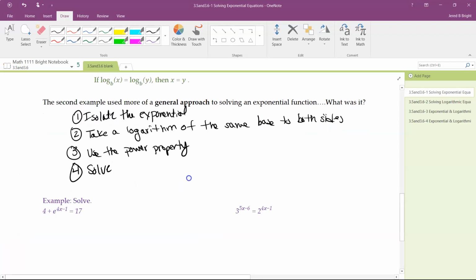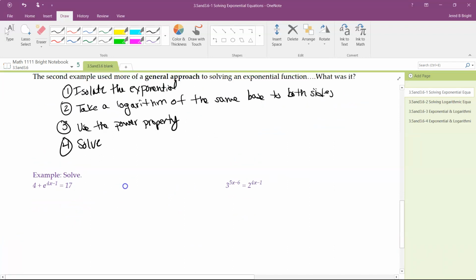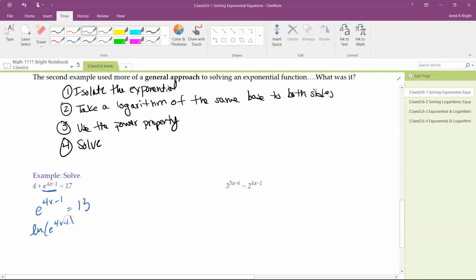So for example, in this next equation, I'm going to try and follow this general approach. So I need to isolate the exponential. Here's the exponential. Subtract 4 from both sides. e to the 4x minus 1 is equal to 13. And then log both sides. Natural log of e to the 4x minus 1. Now I chose natural log. You could have chosen a different one.